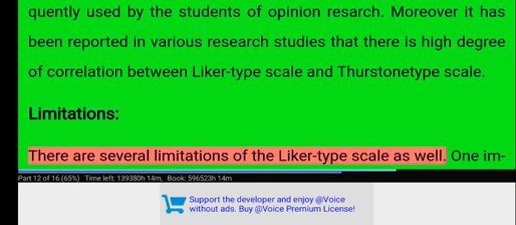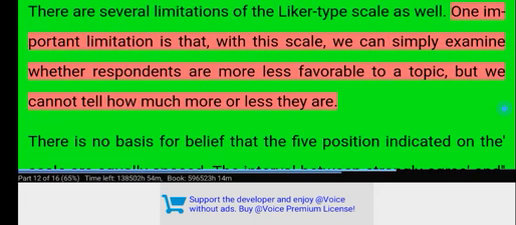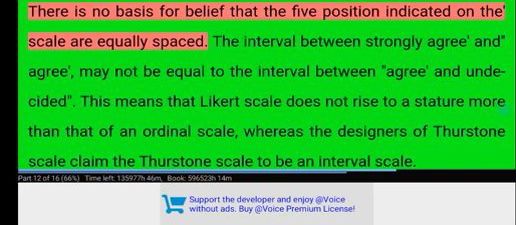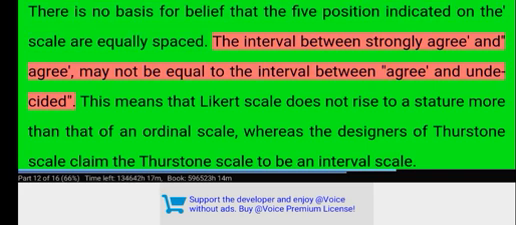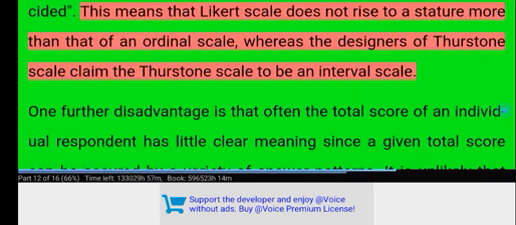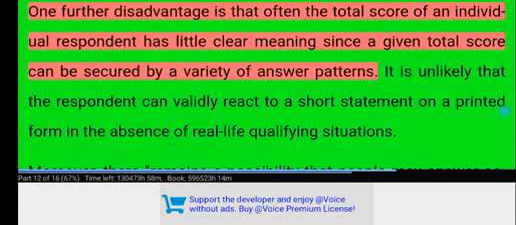There are several limitations of the Likert-type scale as well. One important limitation is that, with this scale, we can simply examine whether respondents are more or less favorable to a topic, but we cannot tell how much more or less they are. There is no basis for belief that the 5 positions indicated on the scale are equally spaced. The interval between strongly agree and agree may not be equal to the interval between agree and undecided. This means that the Likert scale does not rise to a stature more than that of an ordinal scale, whereas the designers of the Thurstone scale claim the Thurstone scale to be an interval scale.